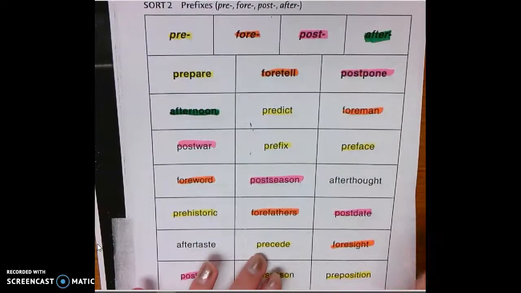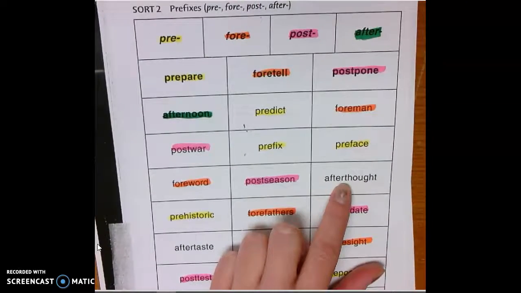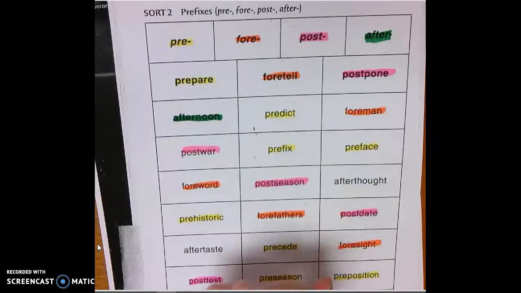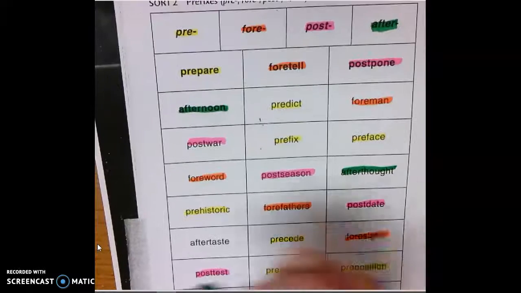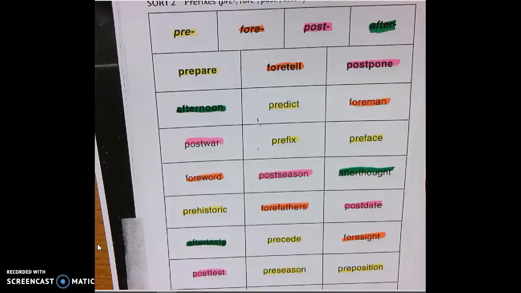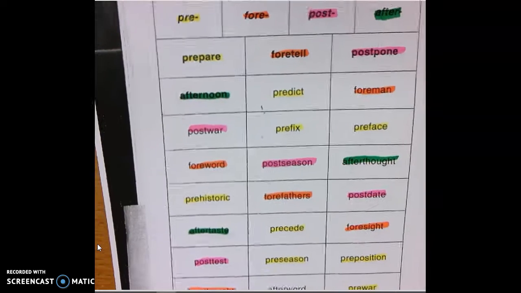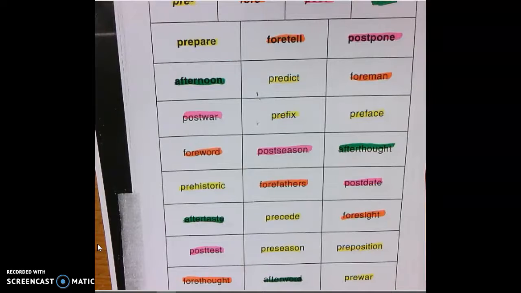I also have afterthought, which means if you have a thought about something, like a test, after it happened, it would be called an afterthought. Same with aftertaste. Sometimes if you taste something funny and it leaves a weird taste on your tongue, we would call that an aftertaste, because you already ate the food, but you still have this aftertaste left on your tongue. Last word, we have afterword, which means a word or a message after something happens.